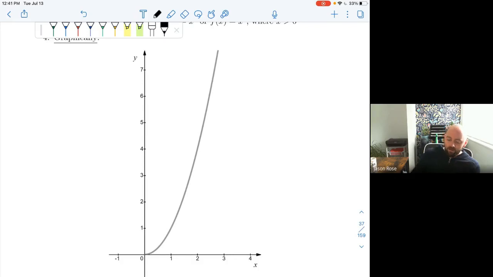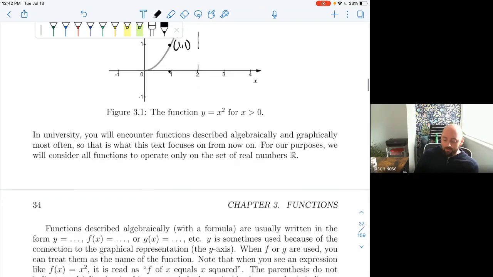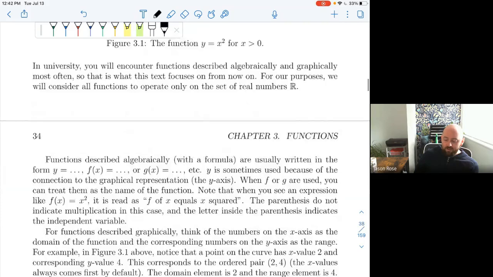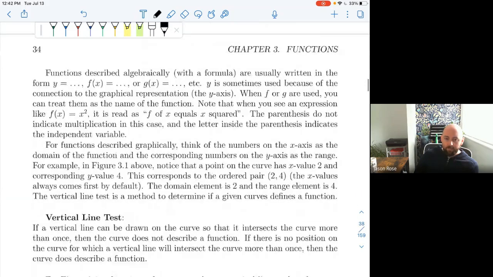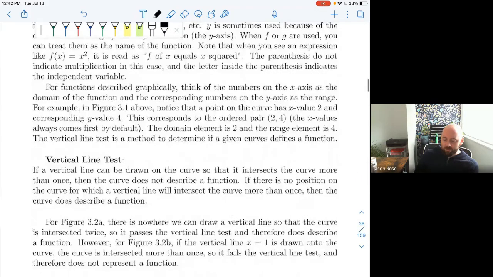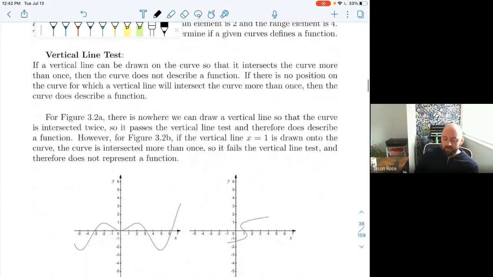So here's one where you can see that 1 and 1 is going to be a domain and a range element. 2 and 4 is going to be a domain and range element. You can read it that way. Graphically is possible too. So we're mostly going to see algebraic functions, but just before we move on from the other types, has anyone seen the vertical line test before?